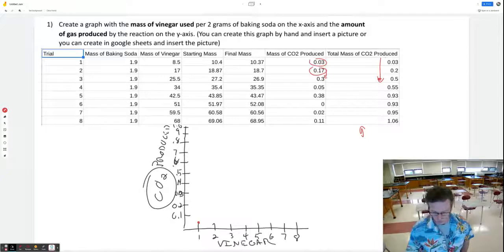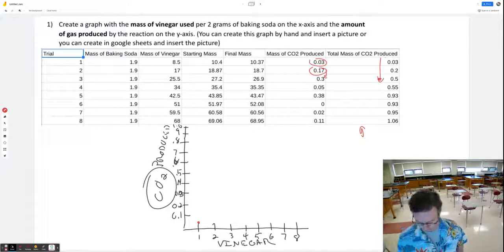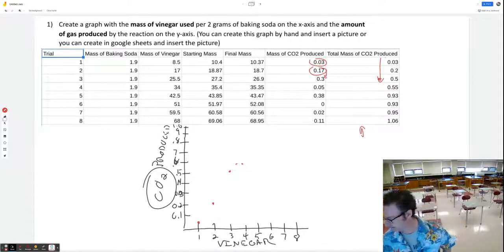Okay, so the second trial, again, we went to 0.2. Third trial, we went up to 0.5. Obviously, I'm not using graph paper, so this is a little bit off. Trial 4 was 0.55, so that only went up a little bit. Put that there.